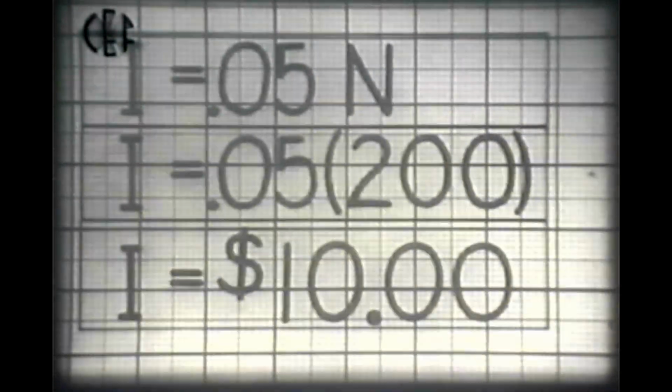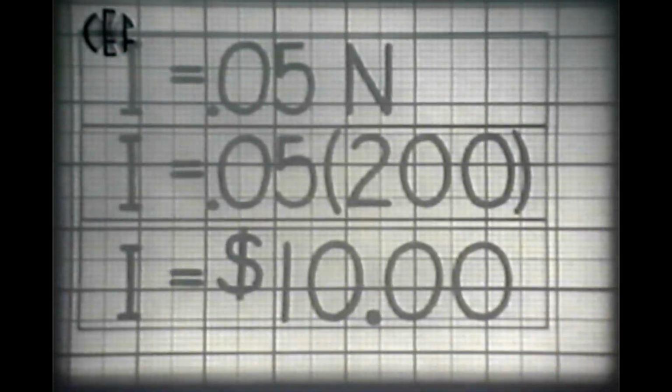On the basic grid, they let the vertical scale represent income, or I, and the horizontal scale represent the number of papers, or N. Then they used the equation to plot several points by assigning certain values to N and computing the corresponding values for I. For instance, if 200 papers were sold, that is, if N equals 200, then I equals 5 cents multiplied by 200, or $10. And on the graph, this point, 200 papers and $10, would be right here.